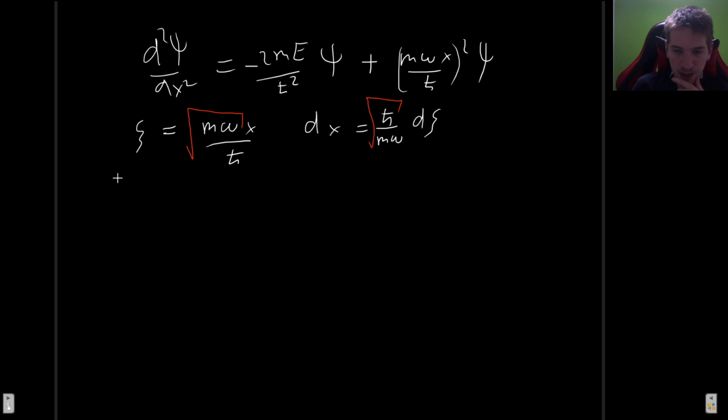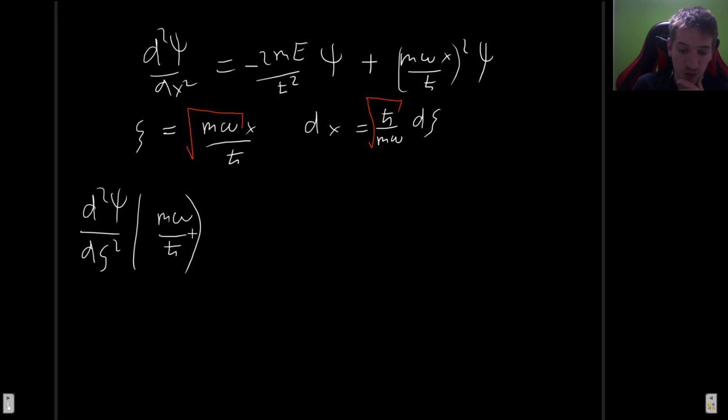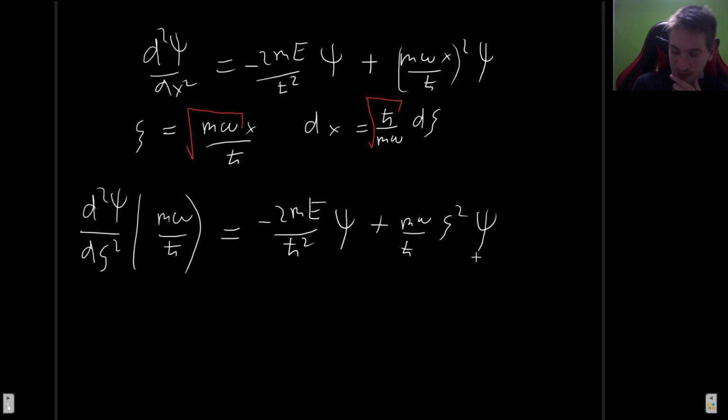So in this case, we get d squared psi, and this dx is now d psi squared. And this time we are going to get m omega divided by h bar, and it's not going to be squared this time because the squared took out this square root. And this is going to be minus 2me divided by h bar squared psi. And then we have this term right here, which is going to be plus m omega divided by h bar psi squared psi. Okay, so this is really important. Now it's a lot better.